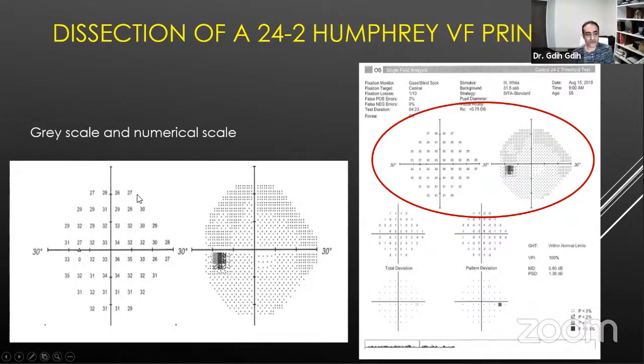See 27, 29, 27 there, 28. So this is how we look at it.